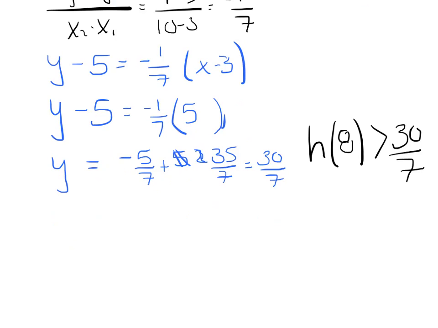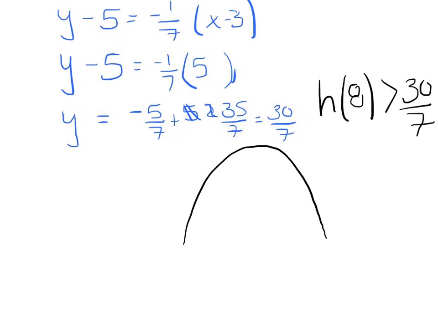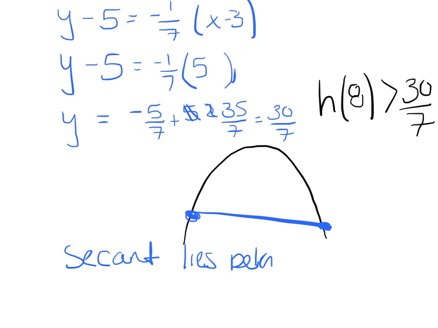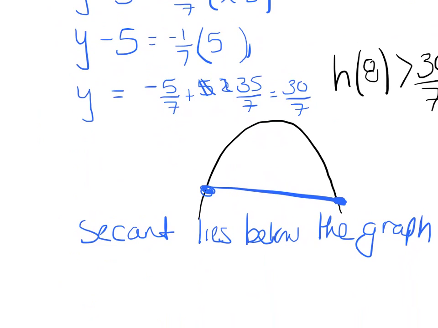Okay, now this one's a little different, so picture this again. We know our function is concave down. And if I connect my 2 points, which were (3, 5) and (10, 4), we'll say they're here and here. Where is your secant line relative to the graph? I would say my secant line lies below the graph. Clearly it's not above the graph up here. It's definitely below this curve in between here. Again, we're talking about the points in between a and b. And where does it say that? Back in the directions: between 3 and 10. So again, I would say that my secant line lies below the graph. Therefore, if I want to approximate h of 8, it is definitely going to be greater than 30/7.